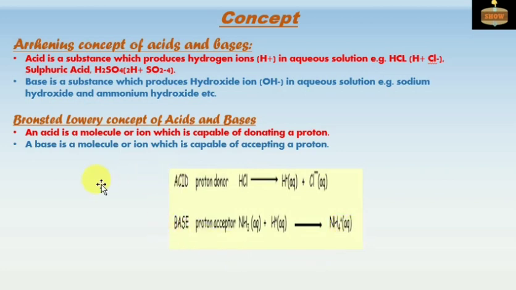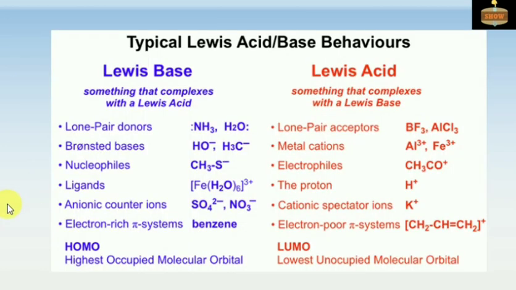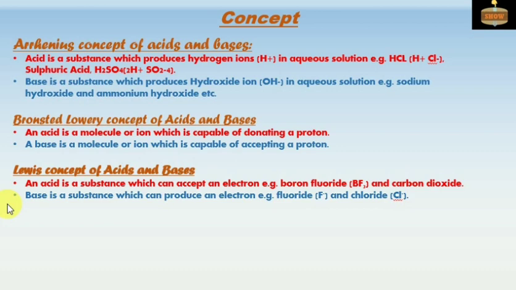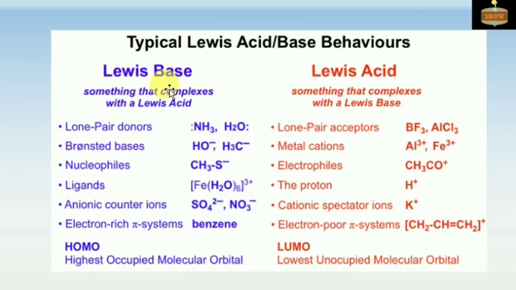So after Bronsted, there was a new concept, which is the latest concept, and it is a well-accepted concept of acids and bases. According to Lewis, an acid is a substance which can accept an electron pair. Examples are boron fluoride and carbon dioxide. And a base is a substance which can donate an electron pair. Examples are fluoride and chloride. And he has distinguished Lewis base and Lewis acid.